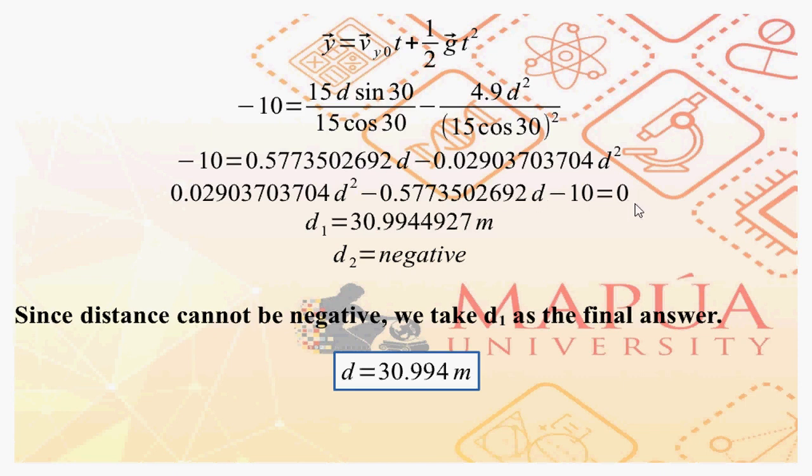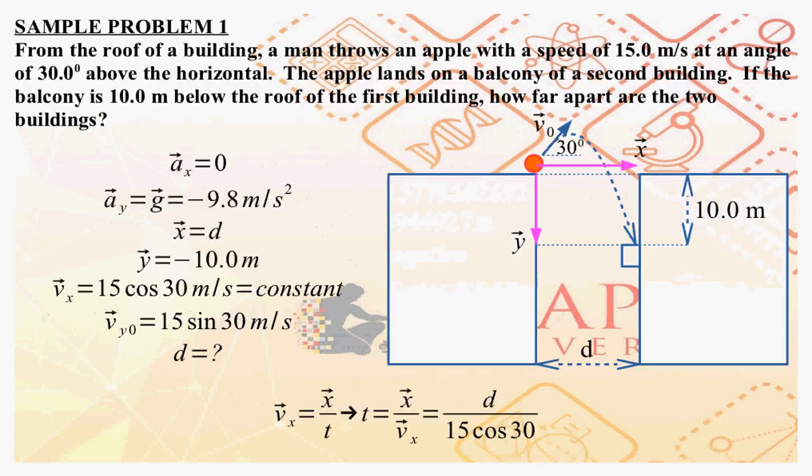We have a quadratic equation in terms of d. Using the quadratic formula, we get two answers for d. D1 is 30.9944927 meters, and D2 will turn out to be negative. Since distance cannot be negative, we can ignore D2. The final answer, D1, the distance between the two buildings, D is equal to 30.994 meters. Thus, we get the distance between the two buildings.